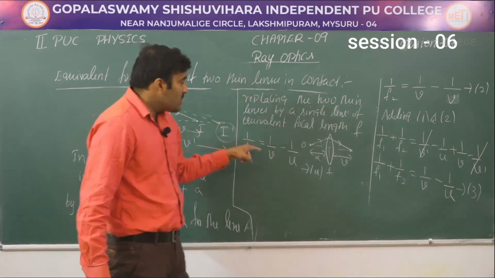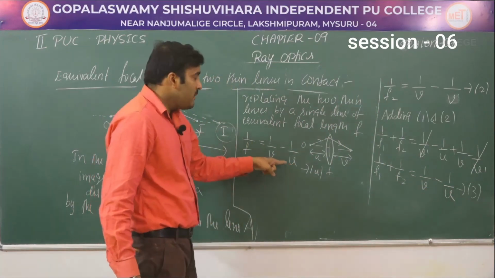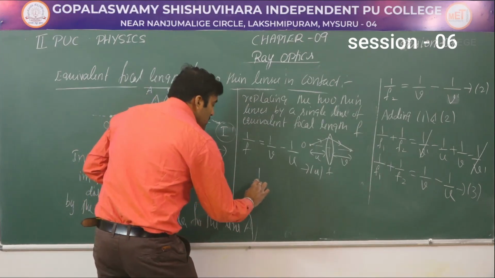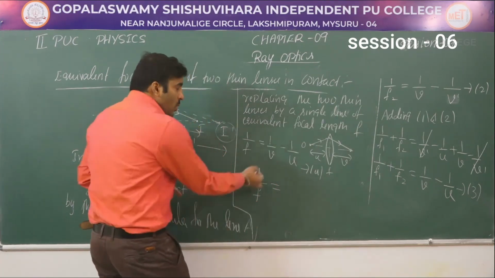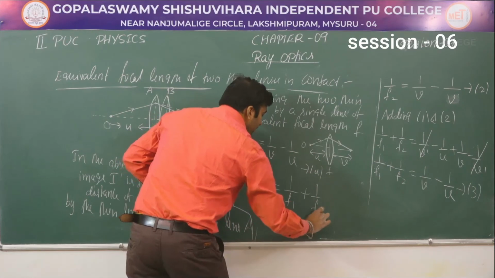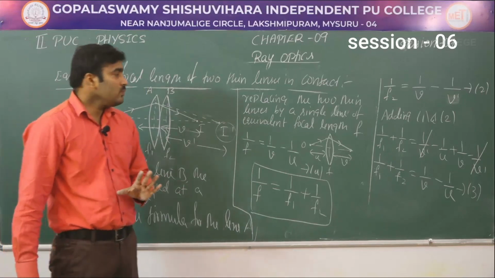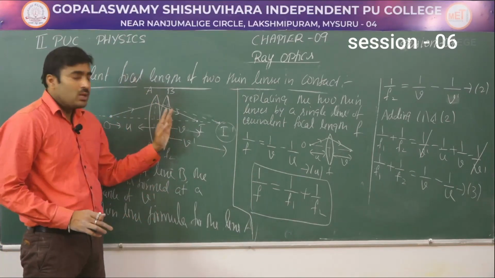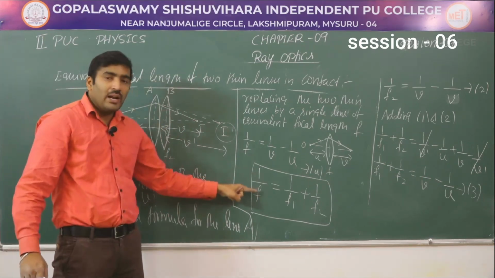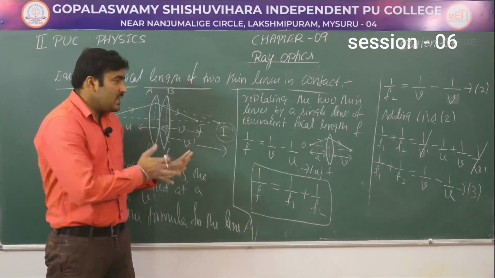Now if you compare equation 3 and 4, the right hand side of the equations looks the same. So we can equate the LHS. So we get 1 by f is equal to 1 by f1 plus 1 by f2, correct? So if two thin lenses of focal lengths f1 and f2 are combined together, the equivalent focal length becomes 1 by f is equal to 1 by f1 plus 1 by f2. So that is the equation.